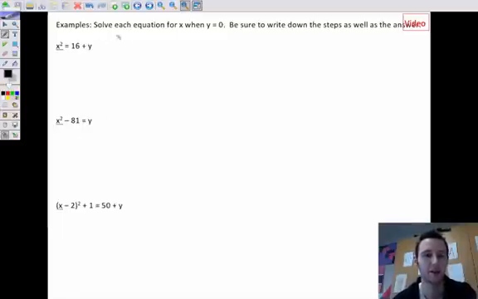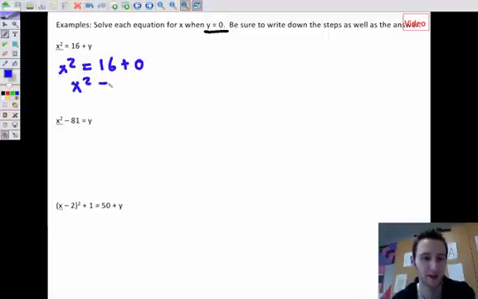So all we're going to do for these examples is solve each equation for x when y equals 0, and be sure to write down all the steps that you use in order to find x. So the first thing we have to do is take that y equals 0 and plug that in for y right there, just substituting like we've done tons of times before. Instead of y, we're just going to have 0. That just makes this x squared equals 16.